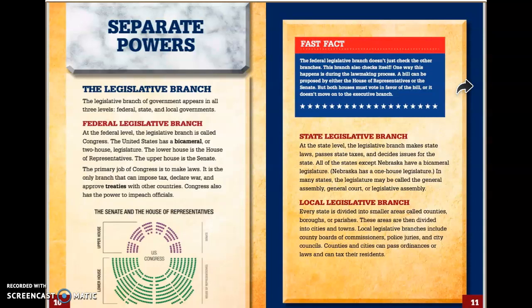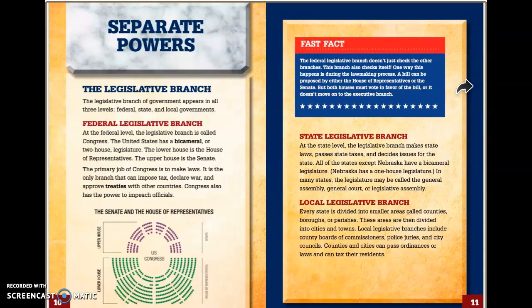Page 11, Fast Fact. The federal legislative branch doesn't just check the other branches. This branch also checks itself. One way this happens is during the lawmaking process. A bill can be proposed by either the House of Representatives or the Senate, but both houses must vote in favor of the bill or it doesn't move on to the executive branch.